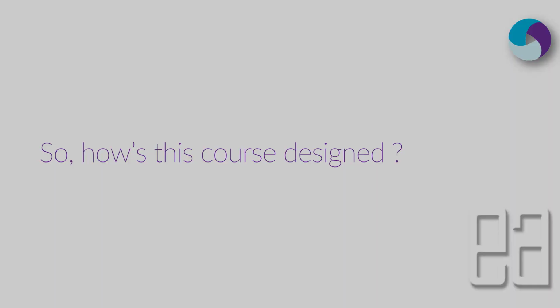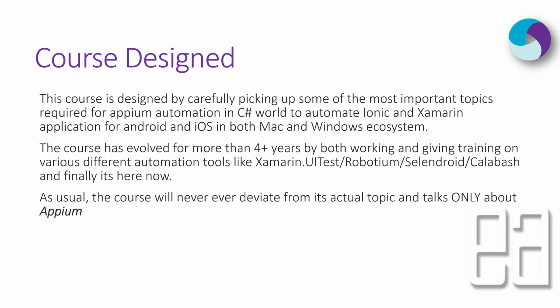So how is this course designed? The course is designed by carefully picking some of the most important topics required for Appium automation in the C# world to automate both Ionic and Xamarin applications for Android as well as iOS operating systems in both Mac and Windows ecosystems. The course has evolved over more than 4 years of both working and giving training on various mobile automation testing tools like Xamarin.UITest, Appium, Selenium, and Calabash, and finally this course is here for Appium in C#.